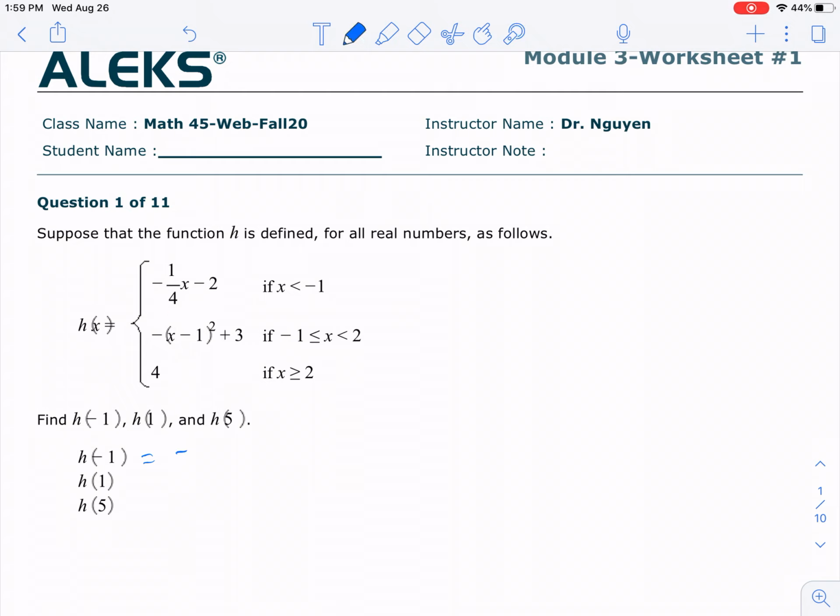So we plug it in: negative 1 minus 1 squared plus 3, which is negative 1. Now h of 1, we have to locate where 1 is. 1 is also in that interval, so we use the same function, negative 1 minus 1 squared plus 3. In this case, it's just 3. Now for h of 5, 5 is greater than 2, so h of 5 is simply 4.